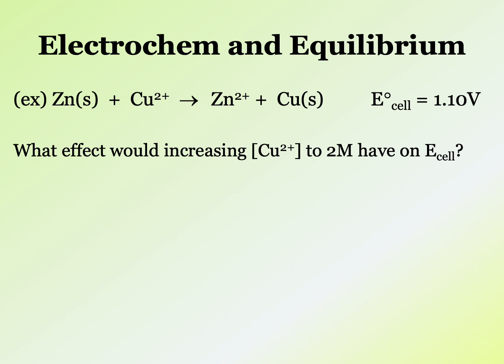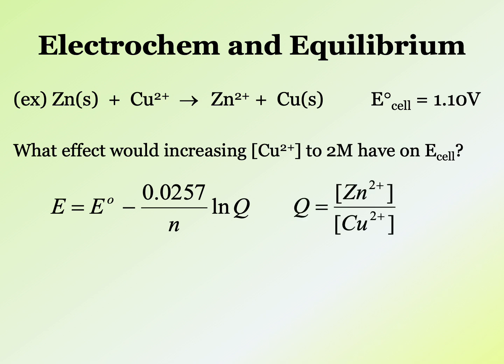Alright, and we already talked through this. This is that same slide. But looking at if we increased copper, we said it shifts to the right, so E would increase. We could actually plug in those values. And remember, Q would be 1/2. So plugging that in here, that's what causes it to increase.